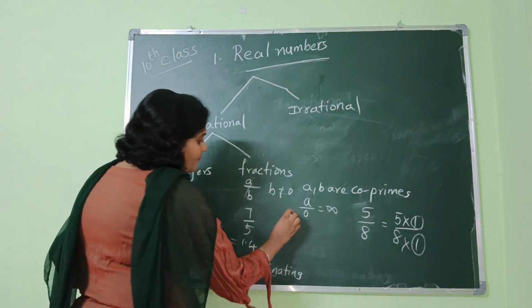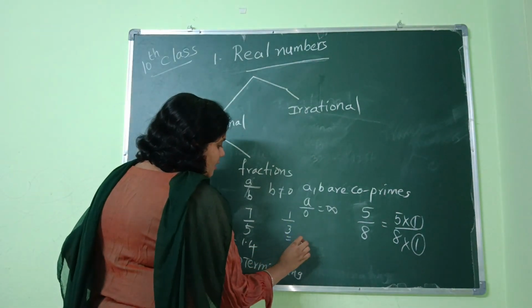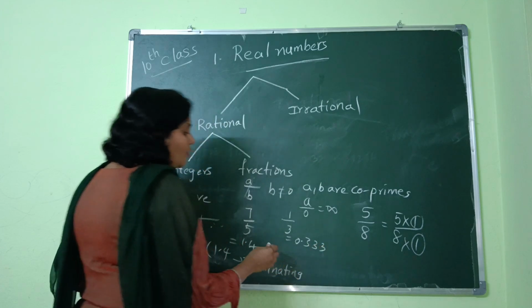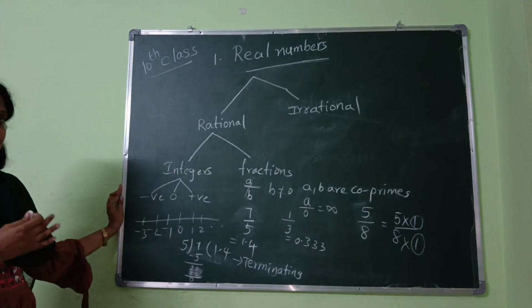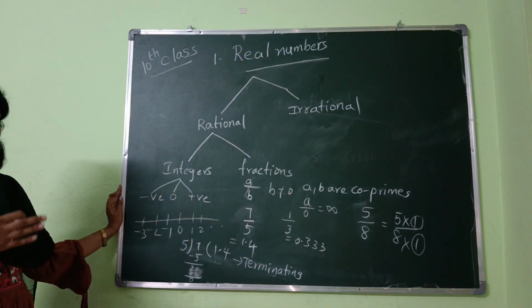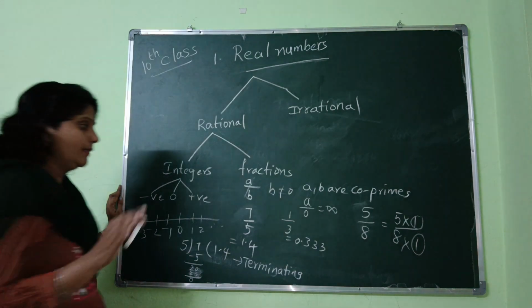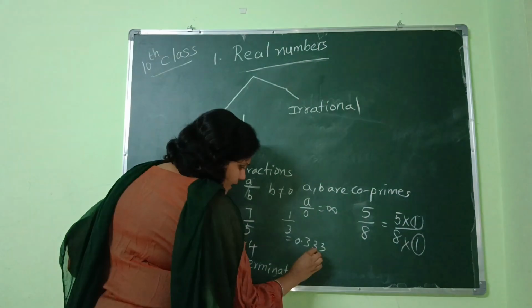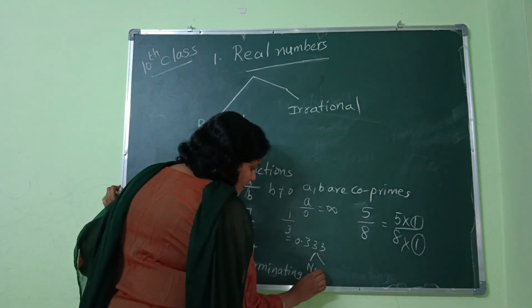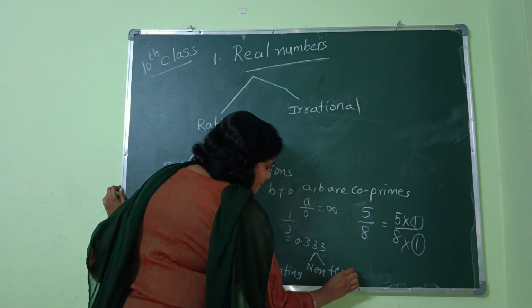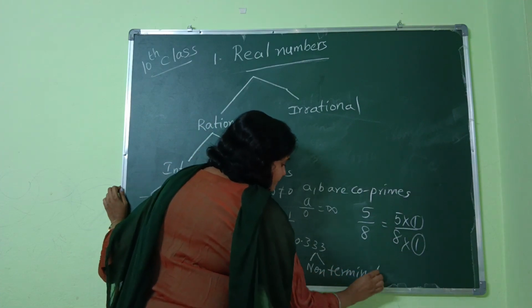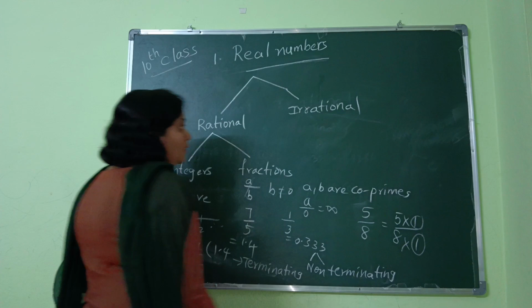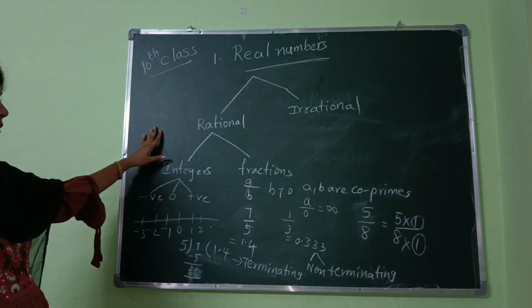Suppose take it as 1 by 3. So what is the answer we got? 0.3333. When we divide 1 by 3, we will not get the remainder at all, and the quotient will also be getting like 333. So these numbers we will call non-terminating. Okay, non-terminating. So we will discuss again.